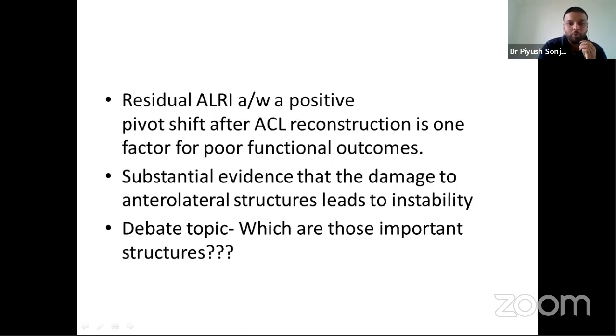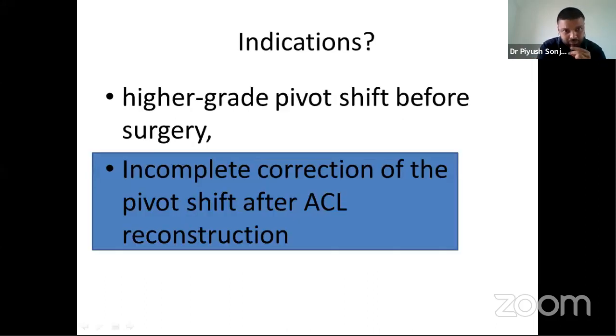So which are those important structures? Some people say that the ALL is reconstructible, but there are cadaveric studies. We say that the ALL is a sheet of tissue. So I will come to that debate later in the discussion part.